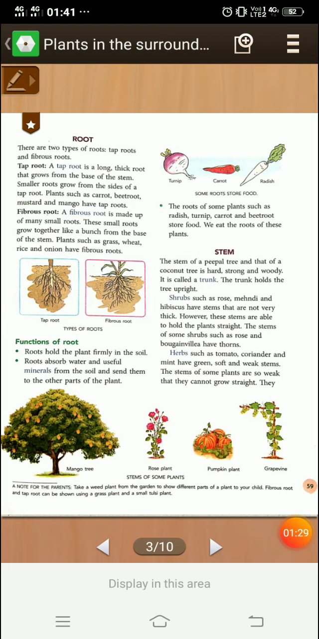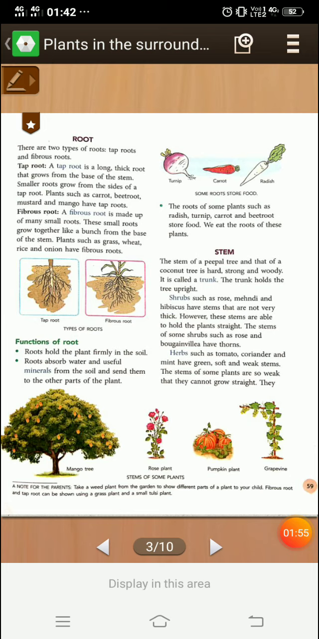Now let's take a look at the functions of the root. The first function of root is to hold the plant firmly in the soil. Second point, root absorbs water and useful minerals from the soil and sends them to the different parts of the plant. Third point, the roots of some plants such as radish, turnip, carrot, beetroot store food and we eat the roots of these plants.